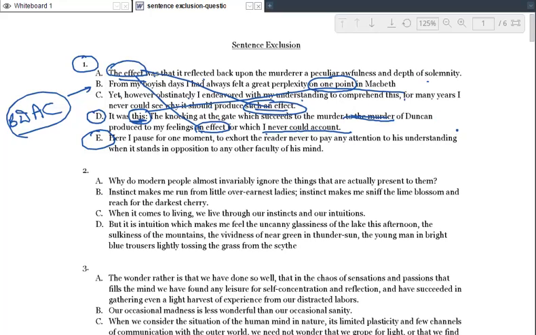What has this to do? What logical relation will E have with the rest of these sentences? Even if you try your best, you're not able to connect E with any of the above sentences. Because here I pause for a moment. So, okay, fine. Here you pause for a moment because you are describing a story. To request the reader never to pay attention to his understanding when it stands in opposition to any other faculty of his mind. Understanding, faculty of the mind, what has this to do with all the other sentences?